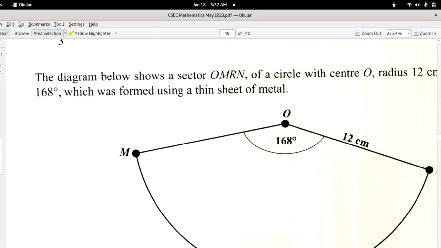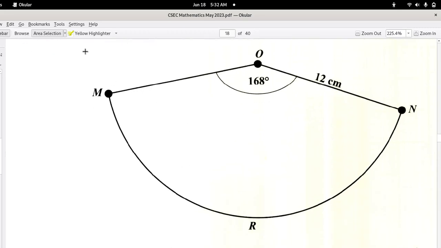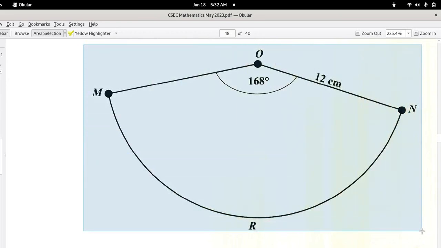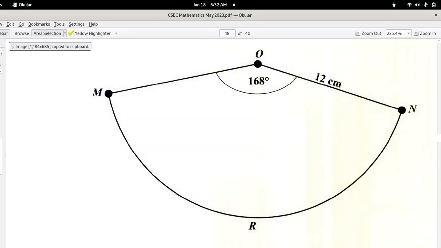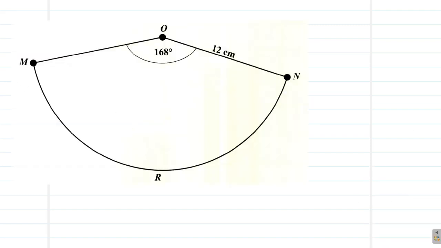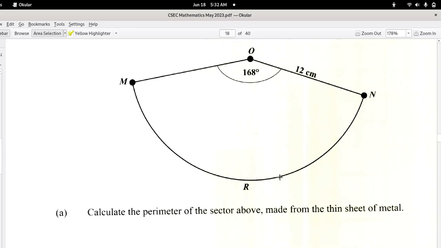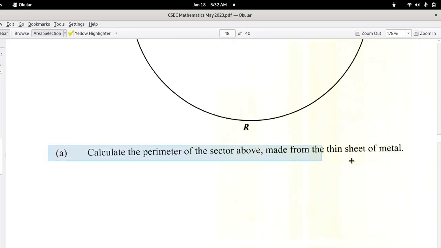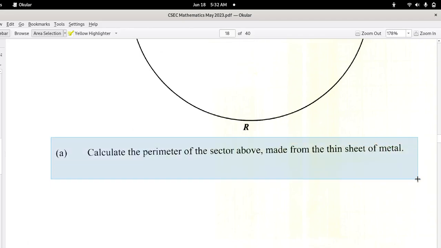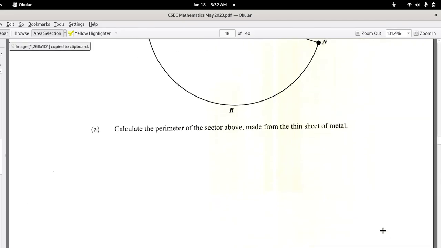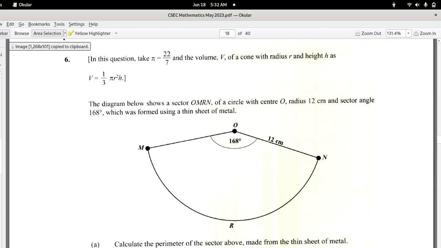Alright, so let's just copy it and paste it over here. Alright, so here we are. The perimeter. And by the way, how many marks I give? 3 marks for this.